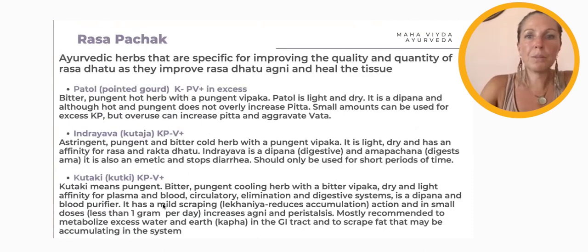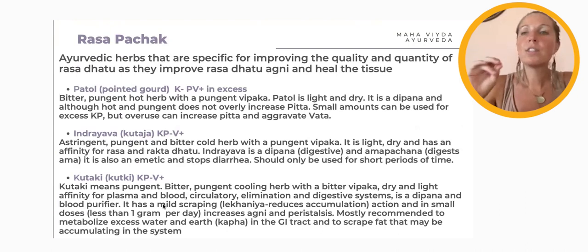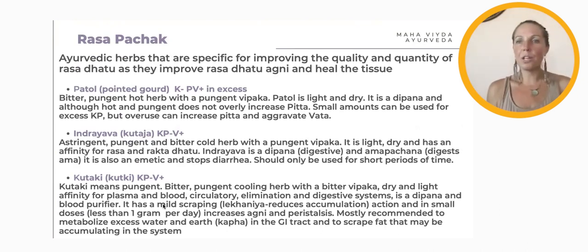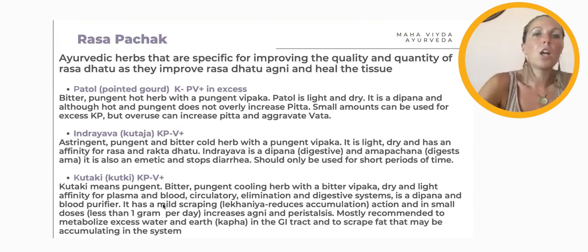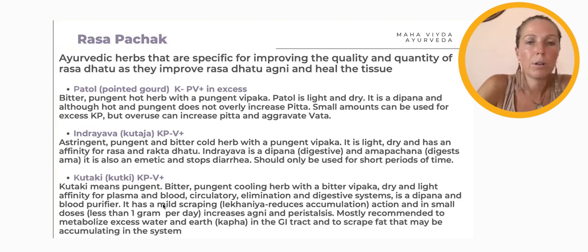And these are the herbs, and pay attention to this. These are rasa pachak, which means rasa agni stimulating. So if rasa agni is low, you're eating food and it's not being processed into high quality rasa, you could use these. Patola, which is the pointed gourd. This is kapha reducing though. So you want to only take this in small amounts. It can really aggravate pitta and vata and kapha.